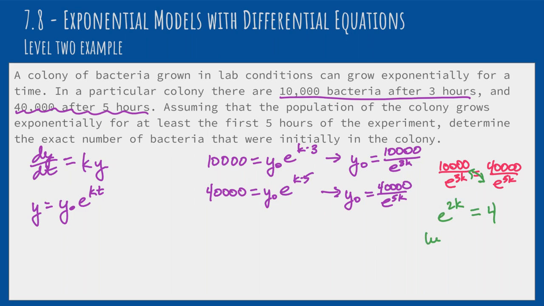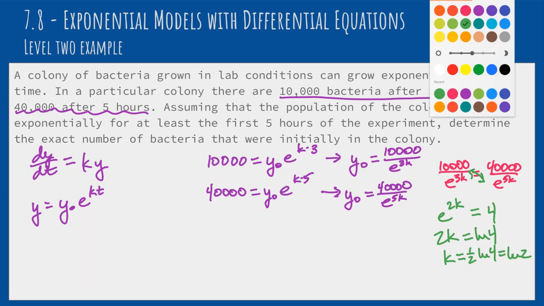Then we take the natural log of both sides. So natural log of e to the 2k is just 2k. And then divide by 2, and we get k equals the natural log of 4 over 2. And actually, I'm going to simplify that a little bit. So that's the same thing as the natural log of 4 to the 1/2 power. 4 to the 1/2 power is the square root of 4, which is 2. So this is just the natural log of 2. So k is the natural log of 2.